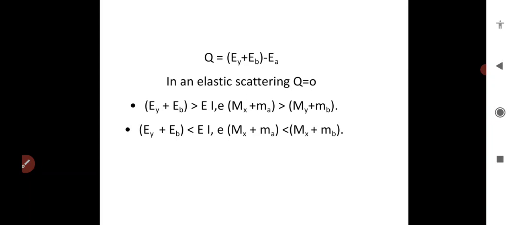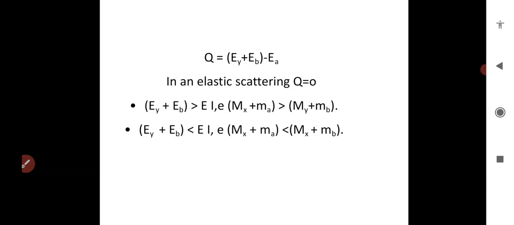Suppose first case, if Q is positive, then energy is released in a reaction. Exergic means energy released during nuclear reactions. That is first case: Ey plus Eb greater than Ea, Mx plus Ma greater than My plus Mb.